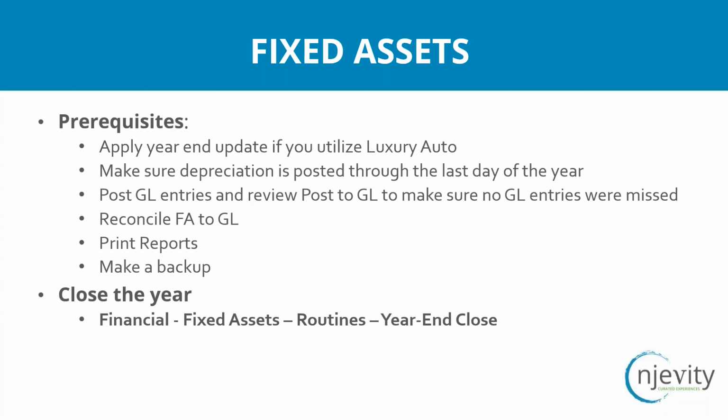Reconcile your fixed assets to the general ledger. Of course, there are several reports that make that really easy and handy to do. Print any reports that you want for supporting documentation, make a backup, and then you're going to go to Financial, Fixed Assets, Routines, Year-End Closing. I will say the year-end closing report for fixed assets is one of the few reports in GP that you can't reprint later. So if it's a report that you need, make sure you print it and keep either a PDF or a hard copy of it, because you can't reprint that one later. Okay? I'm going through this pretty fast, but you guys stop me if you have questions.